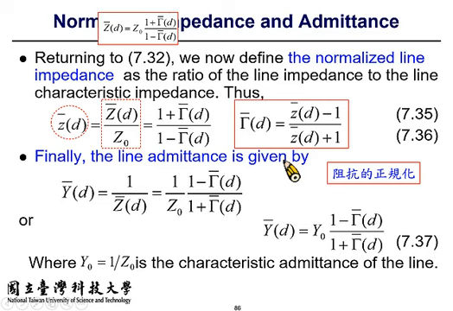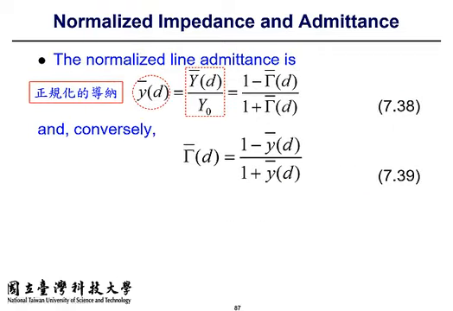Also note that the admittance Y is the inverse of impedance Z, so you have the relationship Y equals 1 over Z. The characteristic admittance Y sub 0 equals 1 over Z sub 0, the characteristic impedance of the transmission line. So here are the definitions. That is the definition of normalized line admittance. You need to remember this formulation, this relationship, okay?